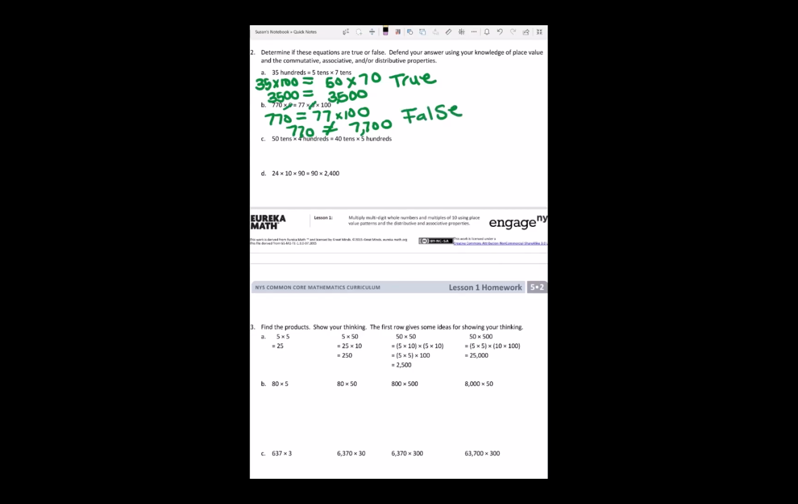All right, and C. 50 tenths times 4 hundredths is equal to 40 tenths times 5 hundredths. So let's solve that. I'm going to solve it by rewriting it. 50 tenths is equal to 500 times 4 hundredths, that looks like this. Is that equal to 40 tenths? 40 tenths is 400 times 500. And I can tell that these are equal. It is true using the commutative property because you can rewrite the equation using the exact same numbers and you will get the same result. So this is true. Now we'll go on to problem 3.